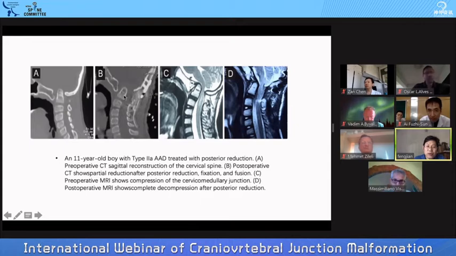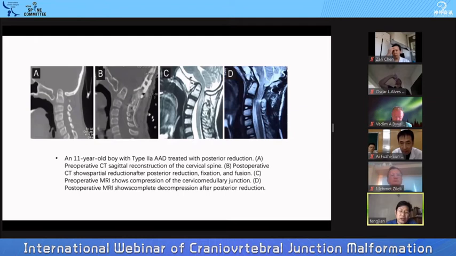This is the post-operative CT. It seems not good, not a perfect reduction of the dislocation. But if you see the MRI, we can see here a very good and radical decompression of the spinal cord was achieved. So for this patient, what we could do is only the follow-up of the patient, but not any other treatment is needed.